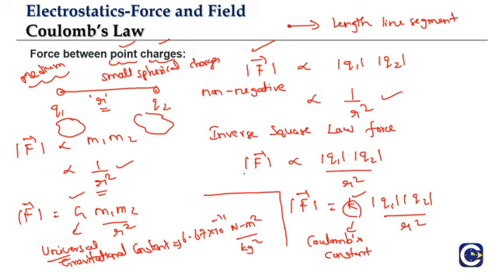And one more thing is that the Coulomb's law expression and Newton's law of gravitation expression have similarity. Newton's gravitation between two masses is proportional to the product of the masses. Here it is proportional to the product of the magnitudes of the charges. And in terms of distance relation, both are inversely related to the square of the distance.